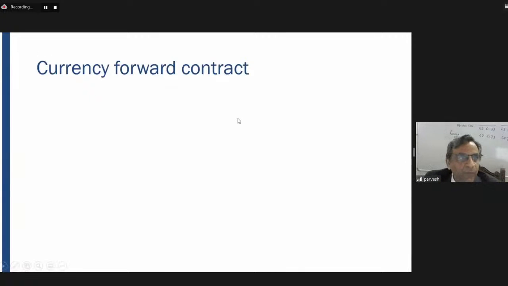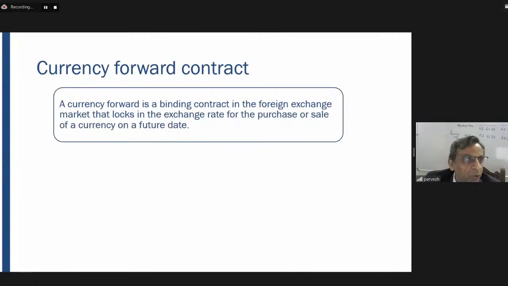Okay, so currency forward contract. The currency forward is a binding contract in a foreign exchange market that locks the exchange rate for the purchase or sale of a currency on a future date. So basically, it's a binding contract on both the parties. Basically, it's always the customer and the bank, or the customer and a broker.